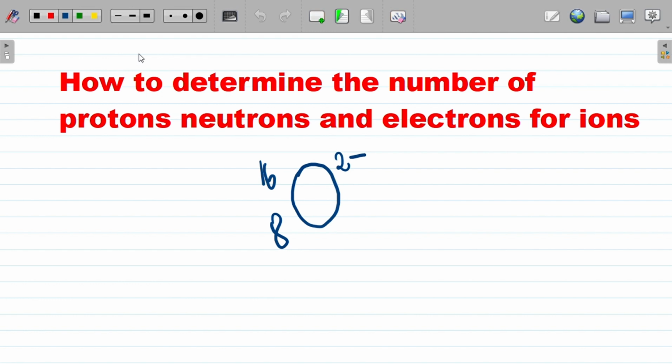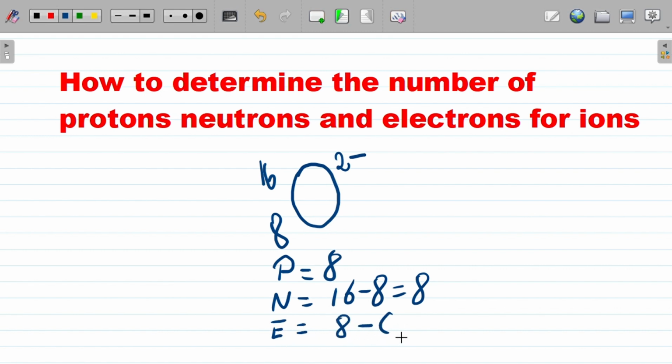We also have oxide ion with a negative 2 charge. To solve this, as always, protons are going to be equal to 8, neutrons are going to be equal to 16 minus 8, and this is equal to 8, and electrons are going to be equal to 8 minus negative 2. Negative and negative is positive, so this is equal to 10 electrons.